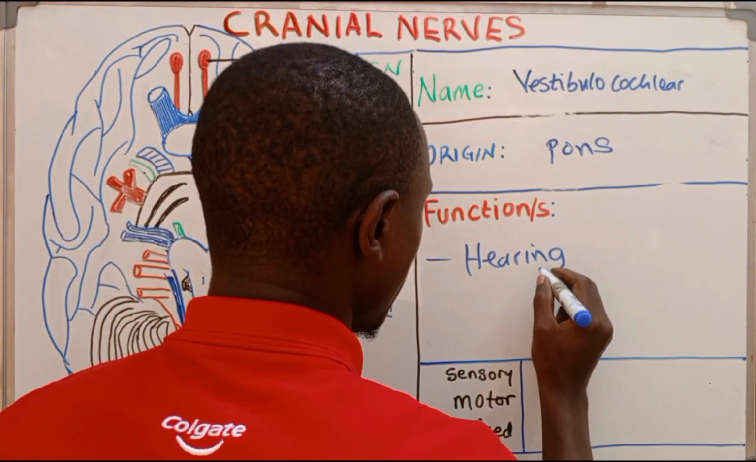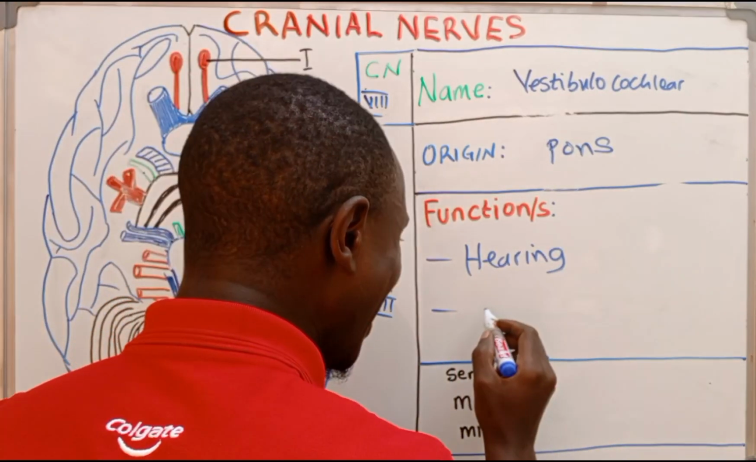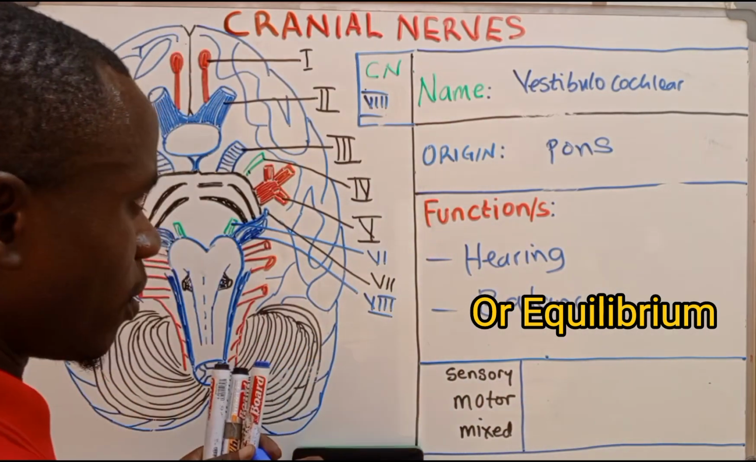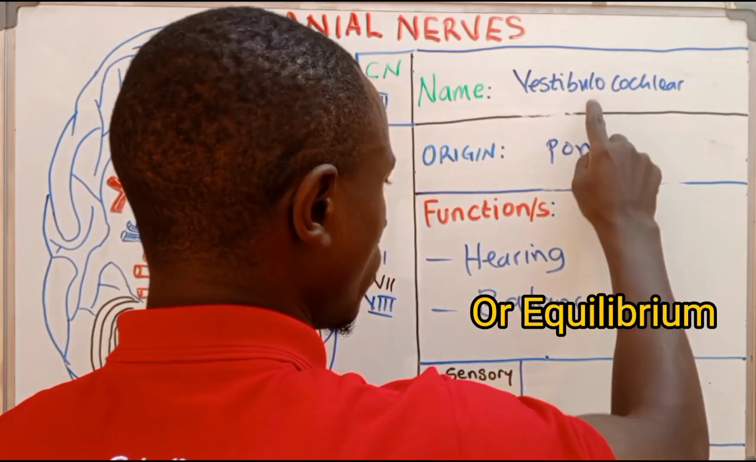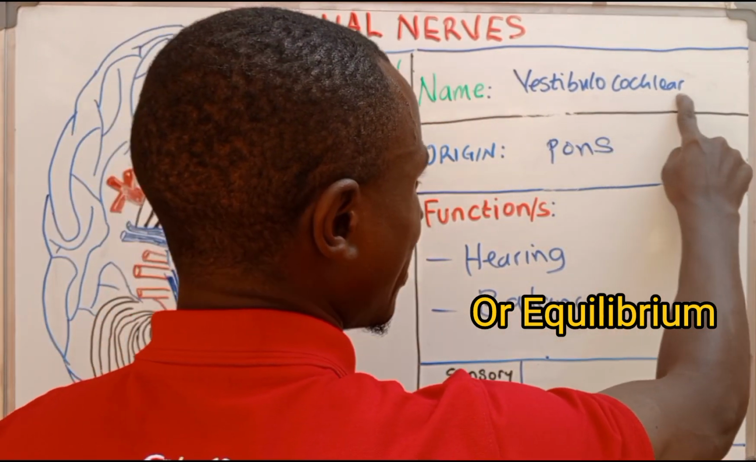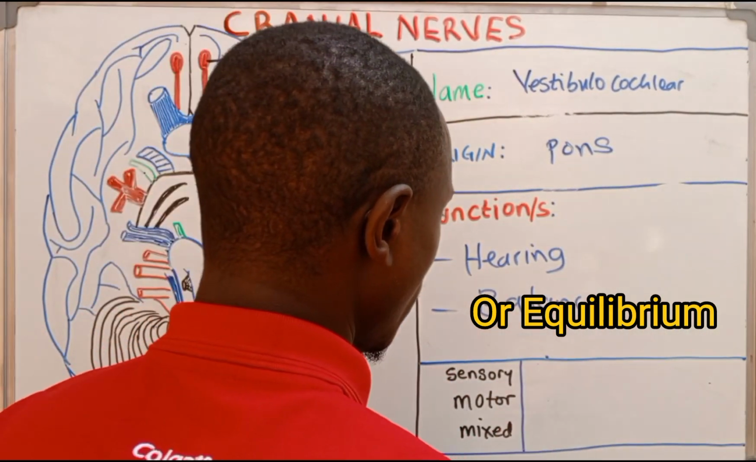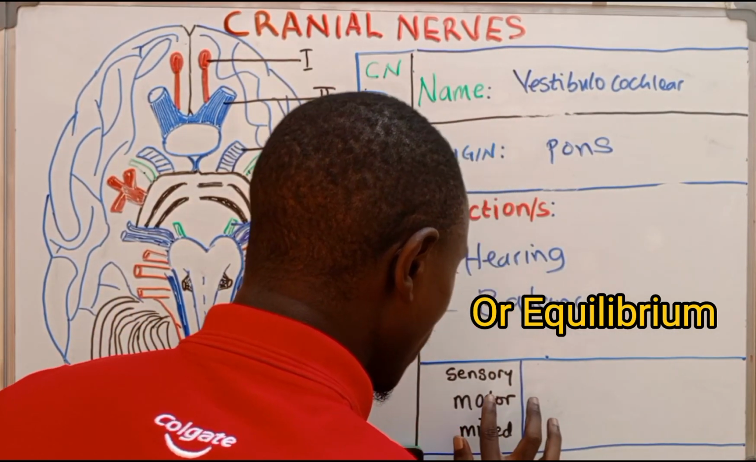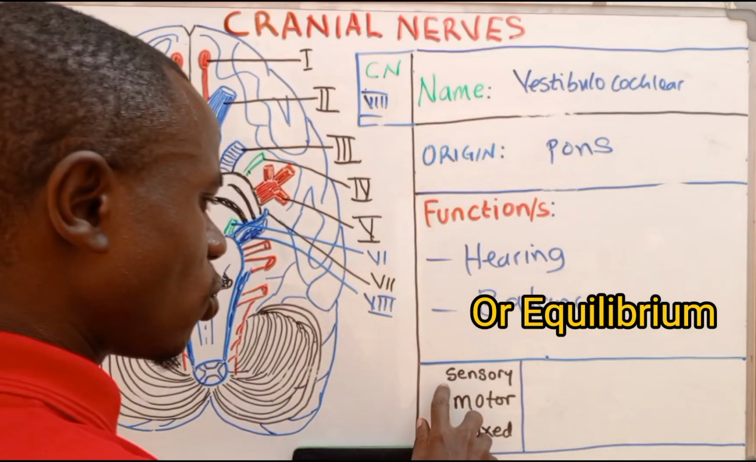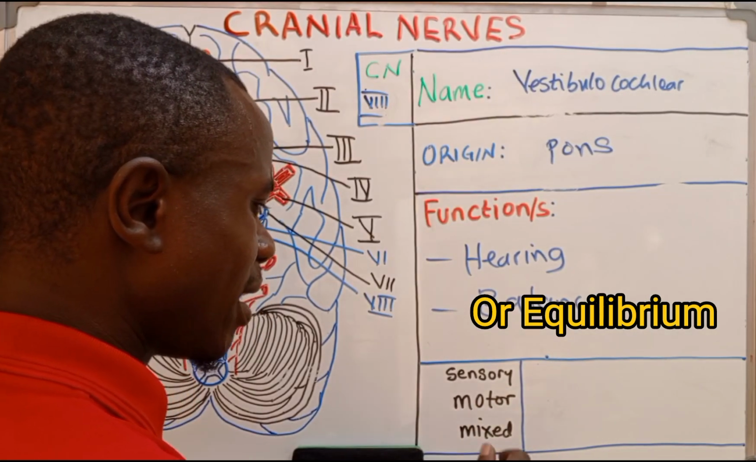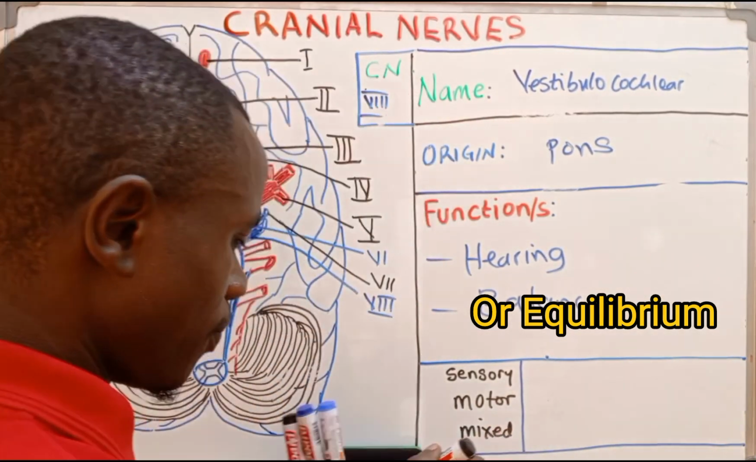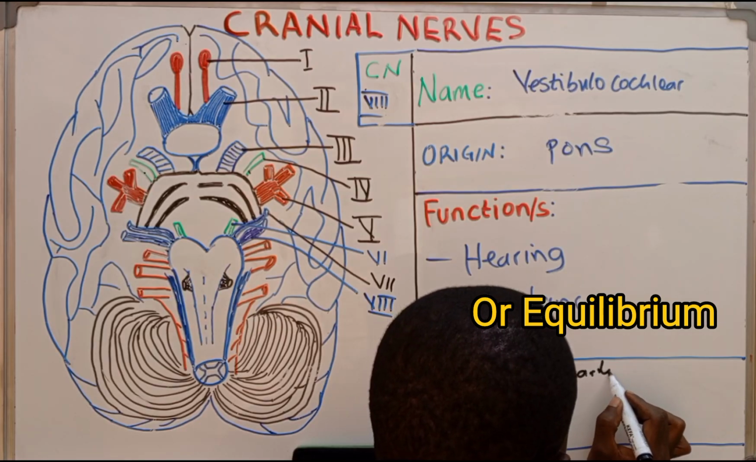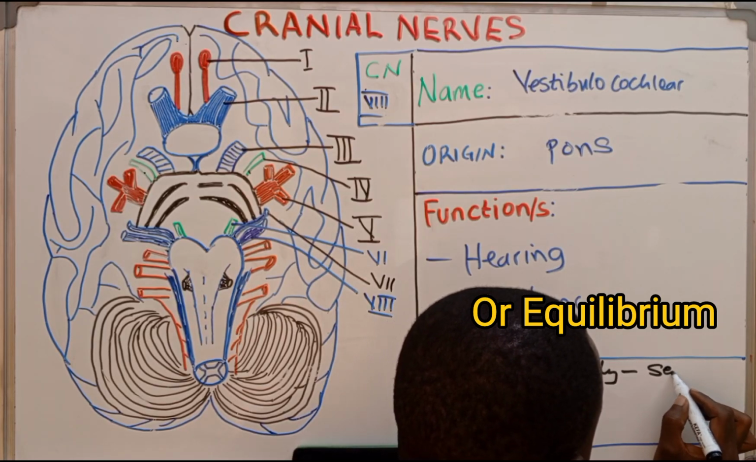Okay, it's going to be aiding in what we call hearing, and another one is also going to be helping in what we call balance. So now the vestibular part is going to be helping in balance, and then the cochlear part is going to be helping us in what we call the hearing process. Now, what is cranial nerve number 8, the auditory nerve? Is it going to be sensory, motor, or mixed? But primarily, it is going to be a sensory nerve.